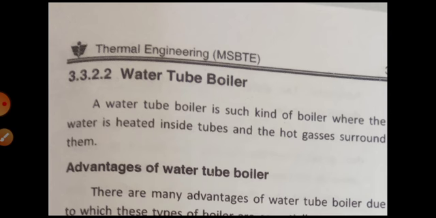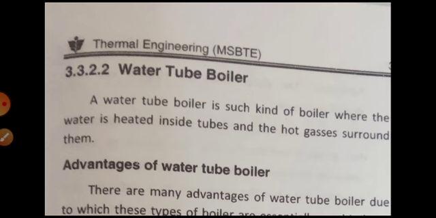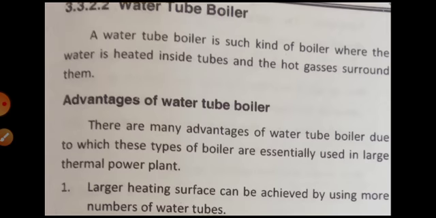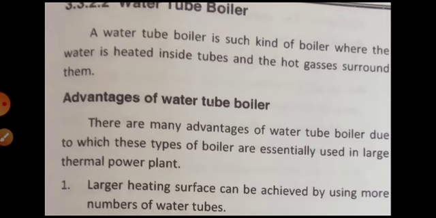Now the second one is water tube boiler. Converse of this, that means water will be in the tube and fire will be around the tubes. A water tube boiler is such kind of boiler where the water is heated inside the tube and the hot gases surround them.